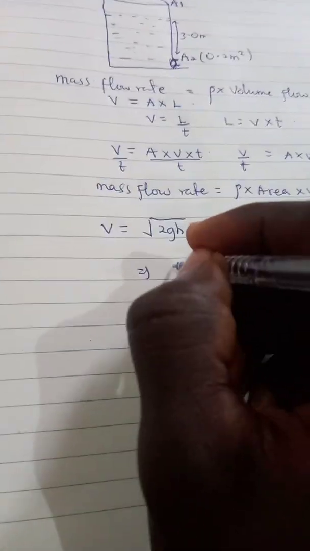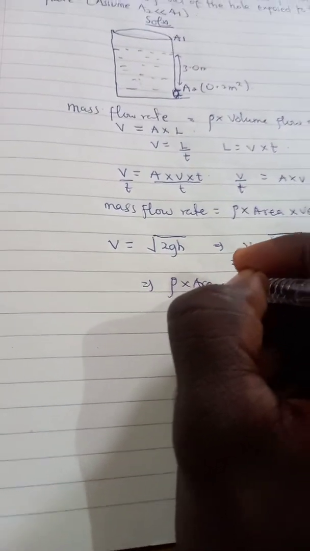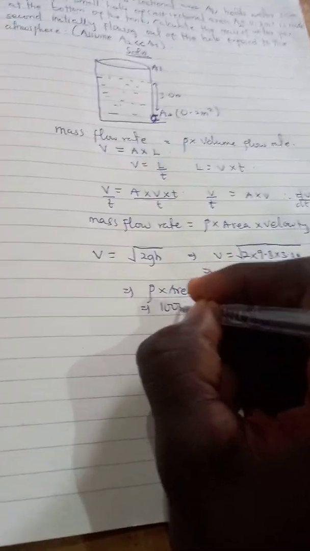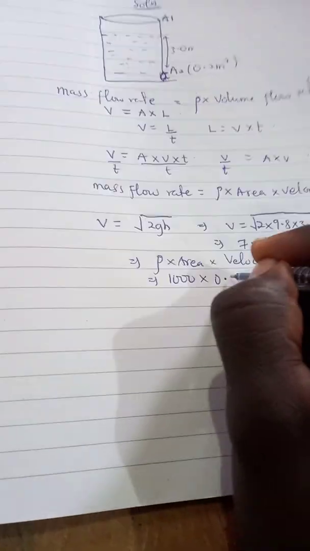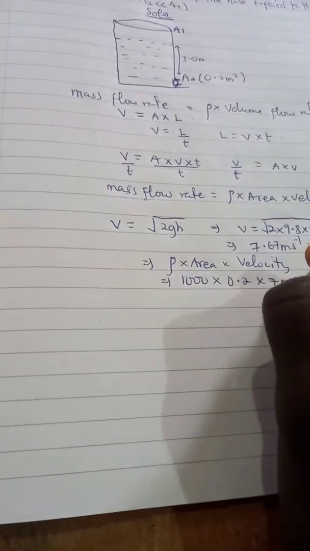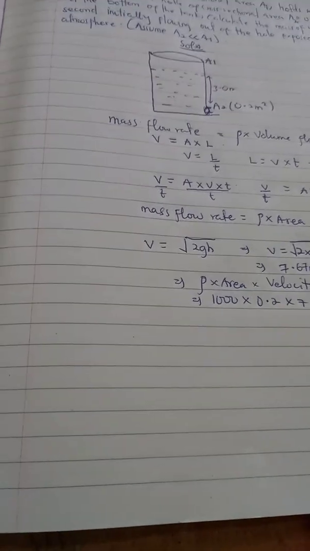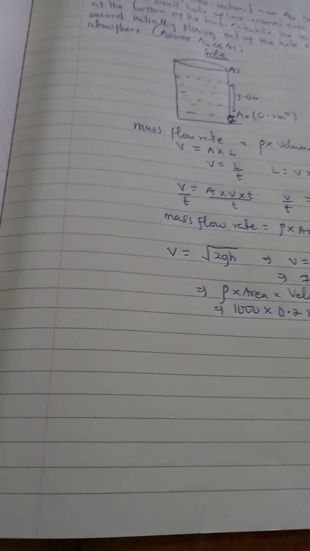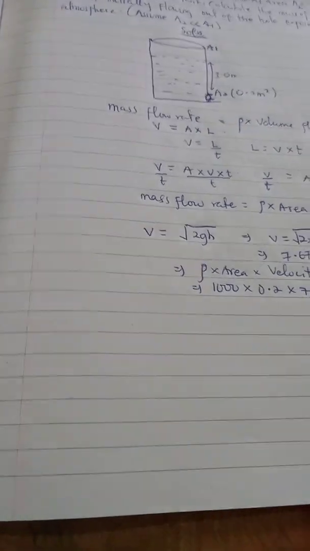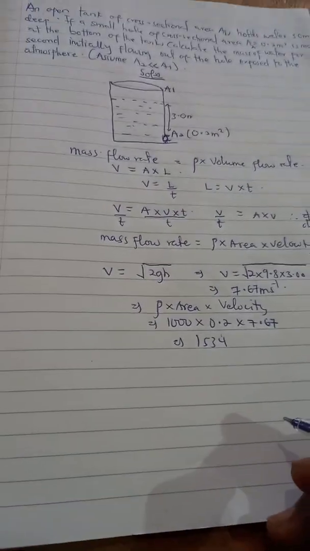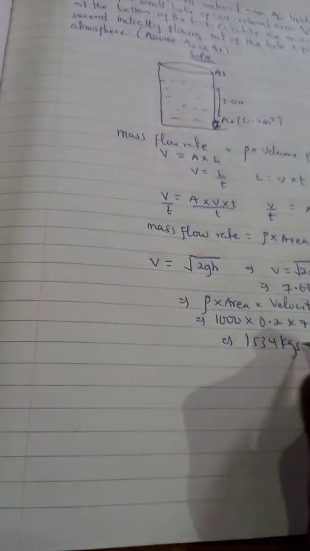So getting my velocity, I put it back into the mass flow rate formula. I get density times area times velocity, and this will be equal to the density of water, which is 1000, times the area of the small part, 0.2, times the velocity, 7.67. What do I get? 7.67 times 1000 times 0.2. I'm getting 1534. And what would the unit be? We said mass flow rate, mass per second, so it will be kilograms per second.